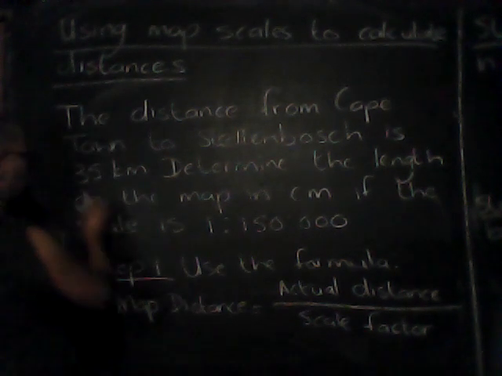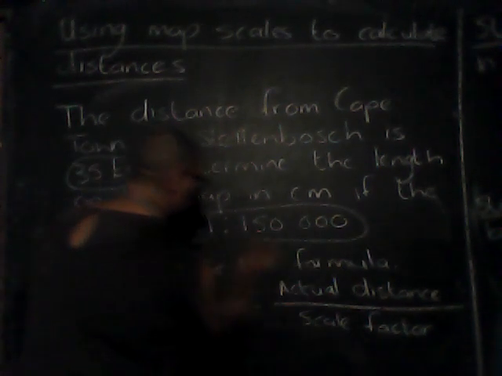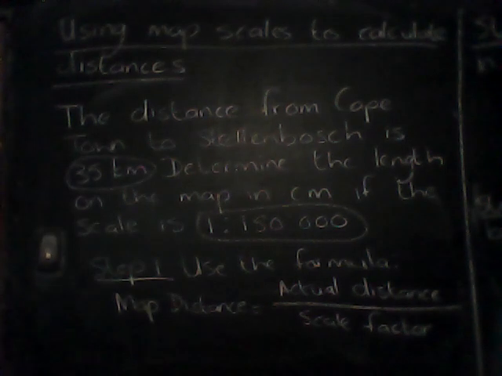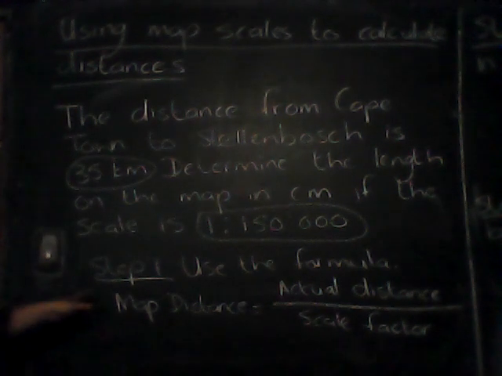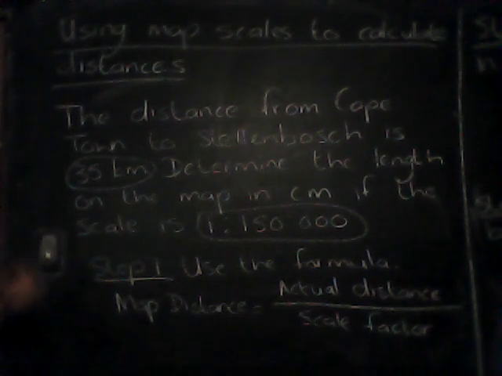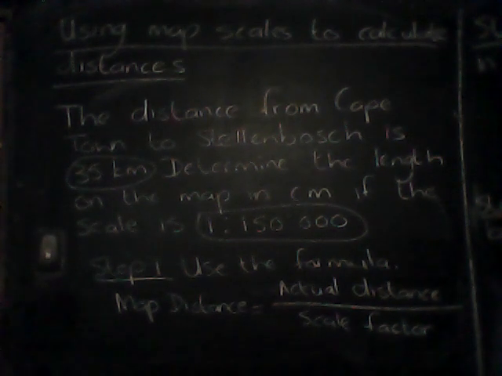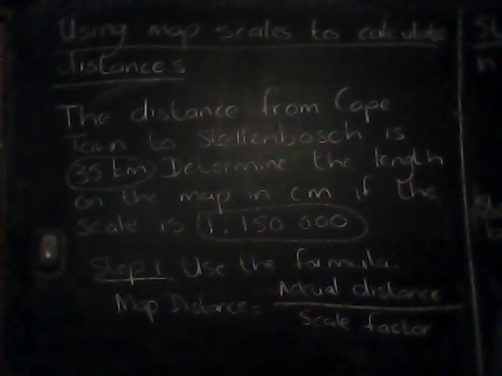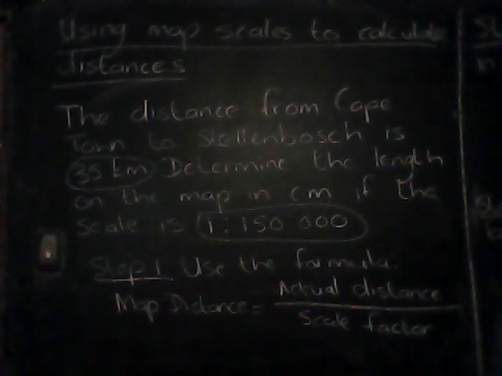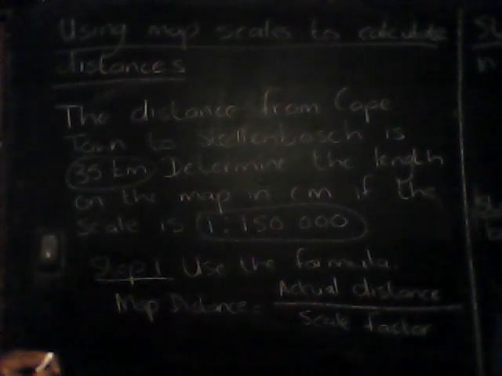So we have our kilometers and then we have our map scale, which is 1 to 150,000. We will use the formula: map distance is equal to the actual distance over the scale factor, which means divided by. But in order for us to successfully do the conversion, we first need to convert the actual distance to centimeters, as it is on the map. Let's continue on the next board.